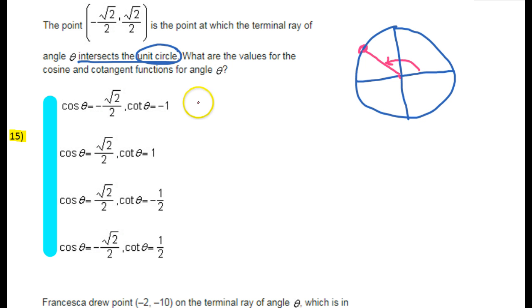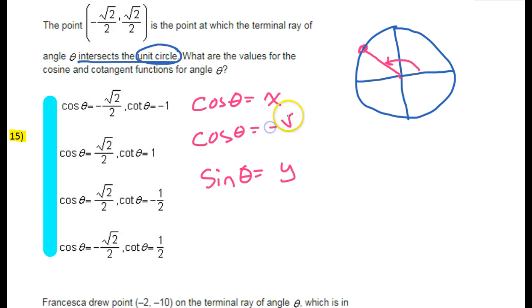remember that on the unit circle, cosine is equal to the x value, and sine is equal to the y value. So we're given the x value and the y value. So we're given that cosine is equal to negative radical 2 over 2. And we're given that sine is equal to positive radical 2 over 2. Okay.